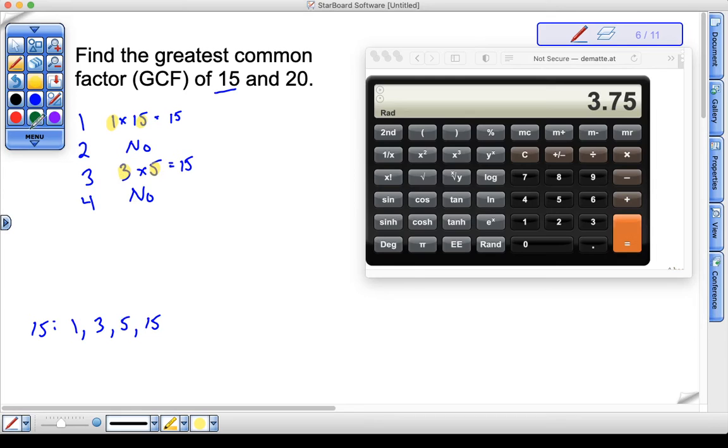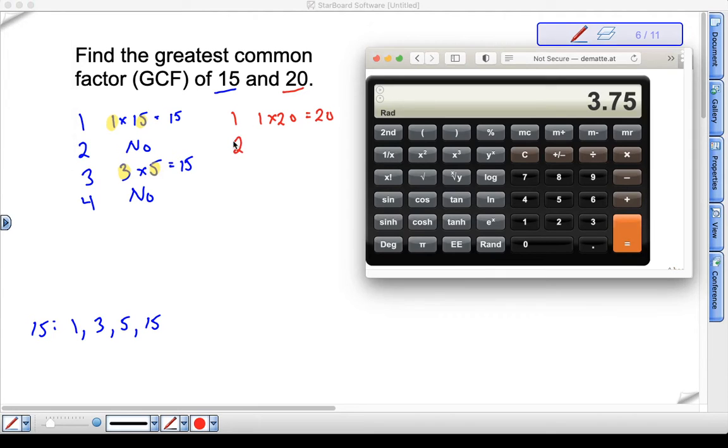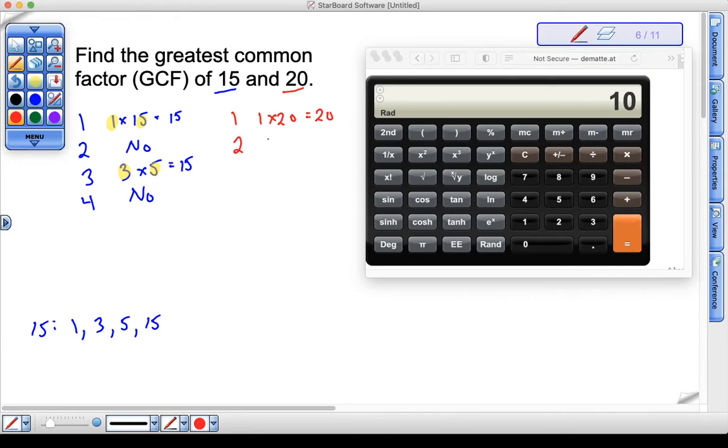The second part of this equation is going to be figuring out what the factors are of 20. To start with, the first number is always going to be a 1, and I know that 1 times 20 is going to be 20. So there's one of my factors. I can then try a 2 next. I'll put that into the calculator, start off with the 20, divide that by 2, and get a whole number. So I have 2 times 10, and that's going to be equal to 20.